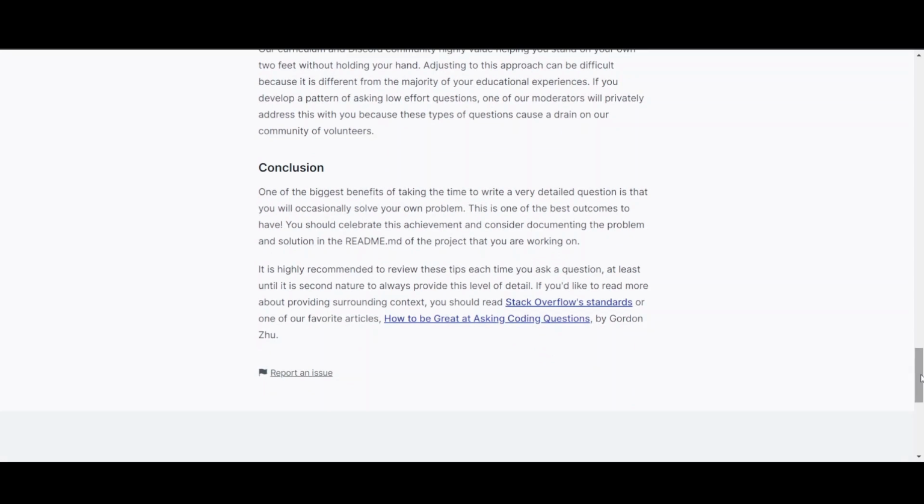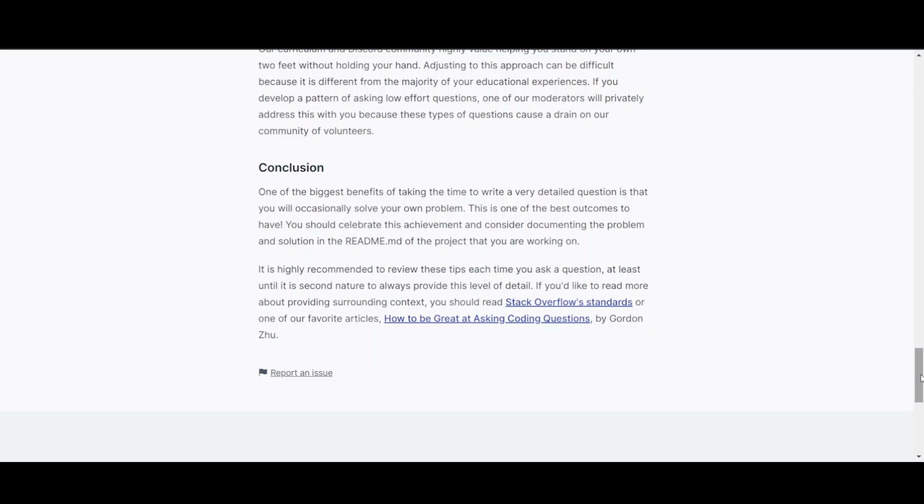Conclusion. One of the biggest benefits of taking the time to write a very detailed question is that you will occasionally solve your own problem. This is one of the best outcomes to have. You should celebrate this achievement and consider documenting the problem and solution in the README.md of the project that you are working on. It is highly recommended to review these tips each time you ask a question, at least until it is second nature to always provide this level of detail.